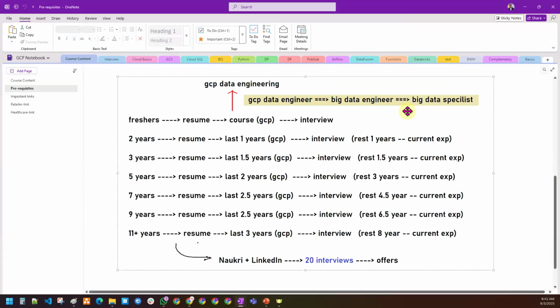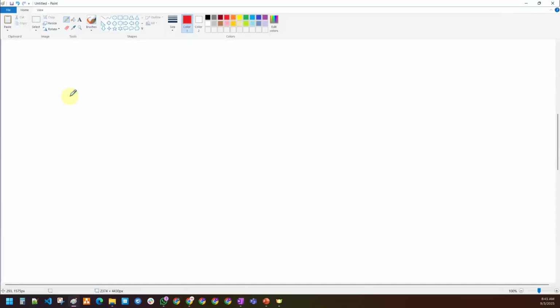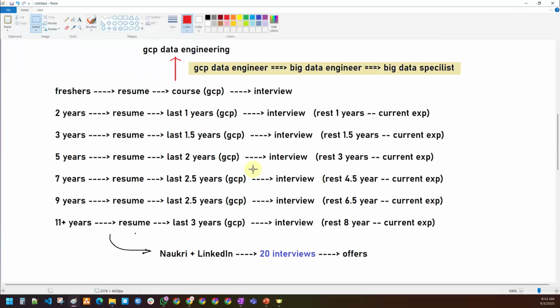Yeah. So, sir, I already have an experience, sir. Like, for example, you may be currently working, you may be a fresher, or you may have 2 years of experience. You may have 3 years of experience. You may have 4 years, 5 years, 6 years, 10 years, 11 plus years also. So what you have to do, you first attend my course.